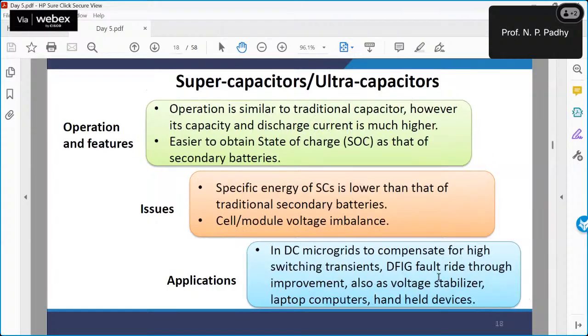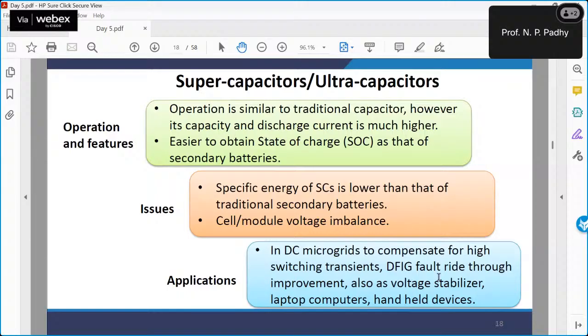We'll move to the supercapacitor, which is a very popular component in the field of power electronics. So supercapacitors and ultracapacitors. The operation and features: operation is similar to traditional capacitors. However, its capacity and discharge current are much higher. It is easier to obtain state of charge, and that is similar to secondary batteries. Issues: mainly the specific energy of ACs is lower than that of traditional secondary batteries. Cell module voltage imbalance is very common.